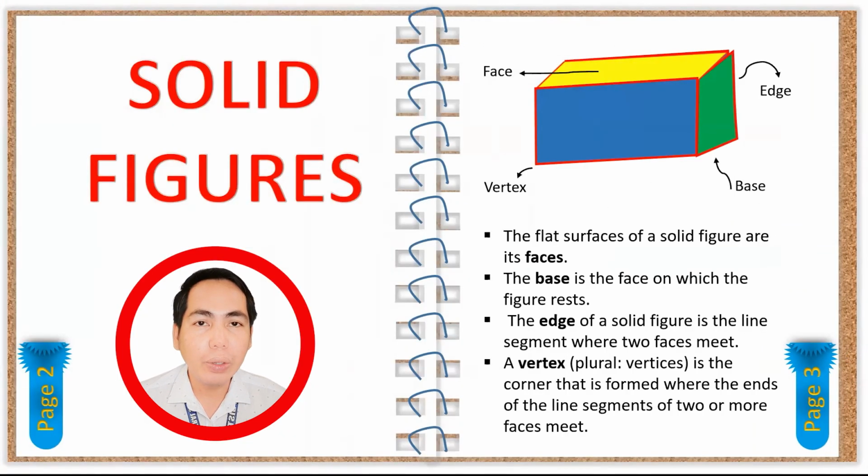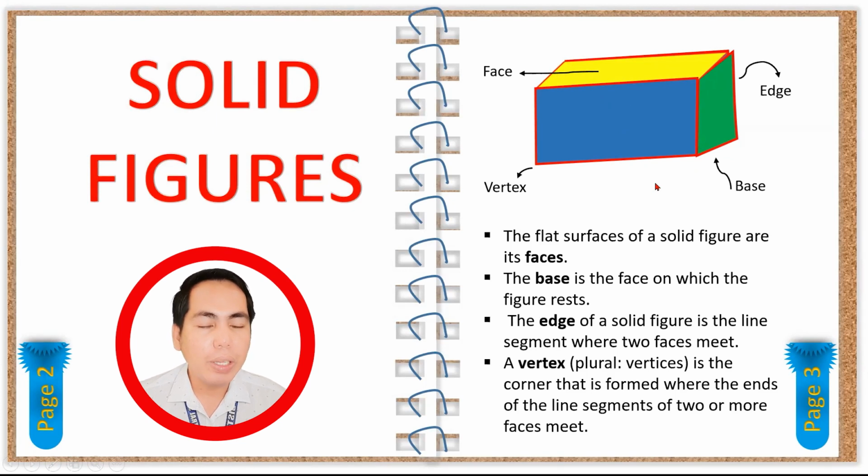In solid figures, the flat surfaces are its faces. So in this case, these are all the faces here. These are the flat surfaces. The base is the face on which the figure rests. So in this case, we have here the base and the top base also.